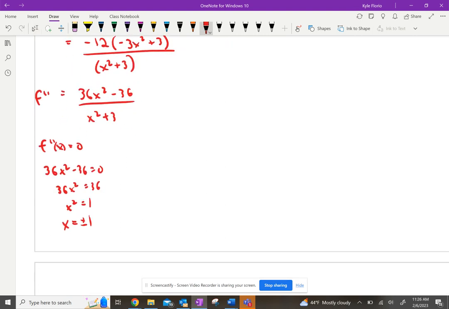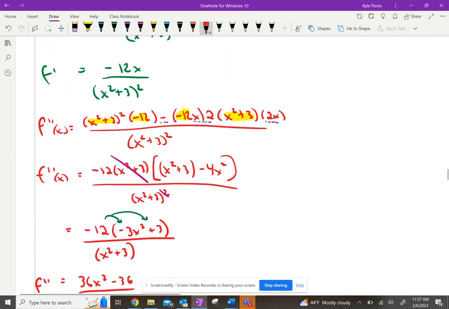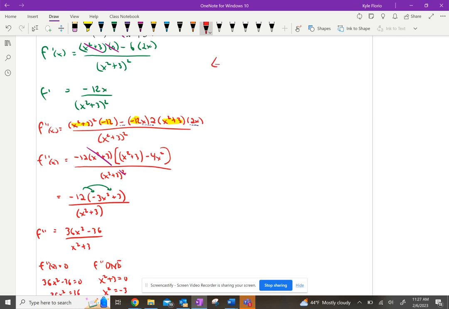So let's find out where the second derivative does not exist. That's where the bottom equals 0, which is impossible. That would mean x squared would have to equal negative 3, and there's no solution to that. So that's never going to happen. So these are what I'm going to use to define my intervals. So we have negative 1 and 1 is where the second derivative is 0. Let's see what's happening outside of those intervals.